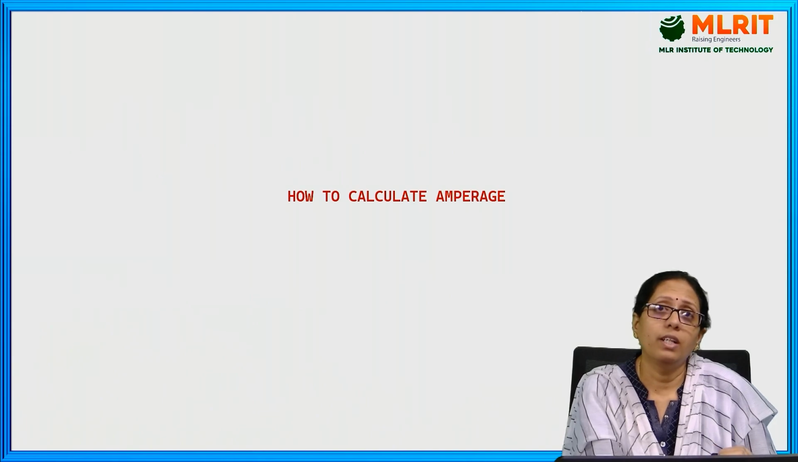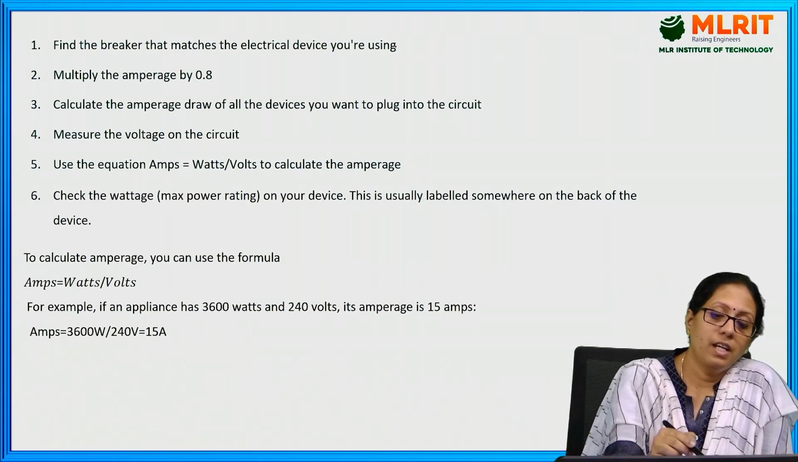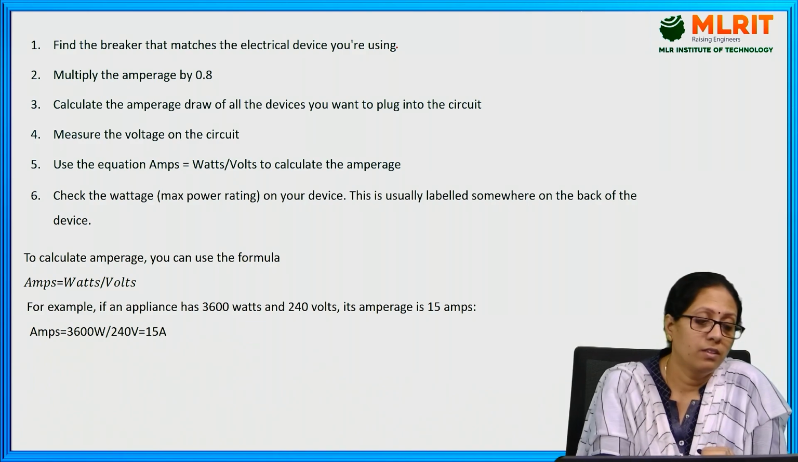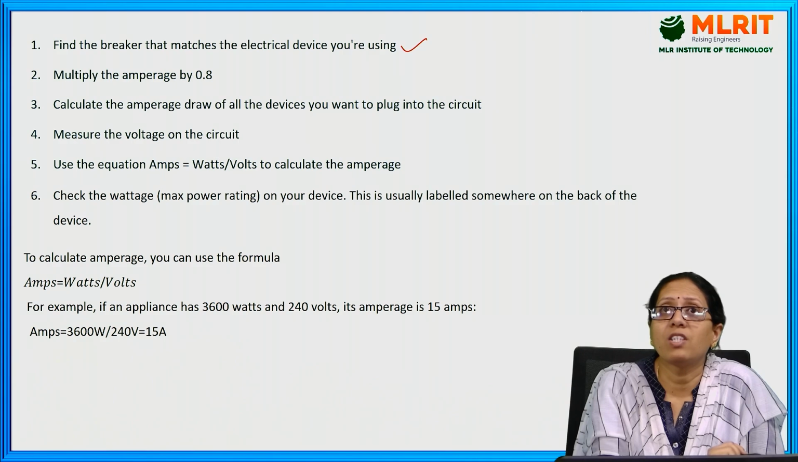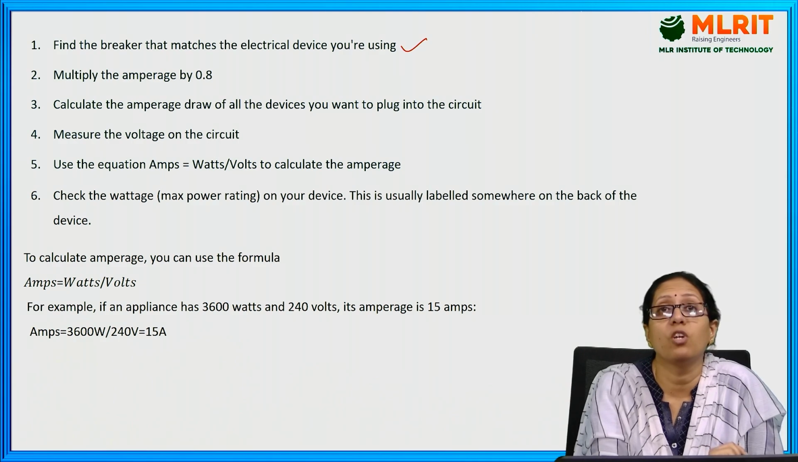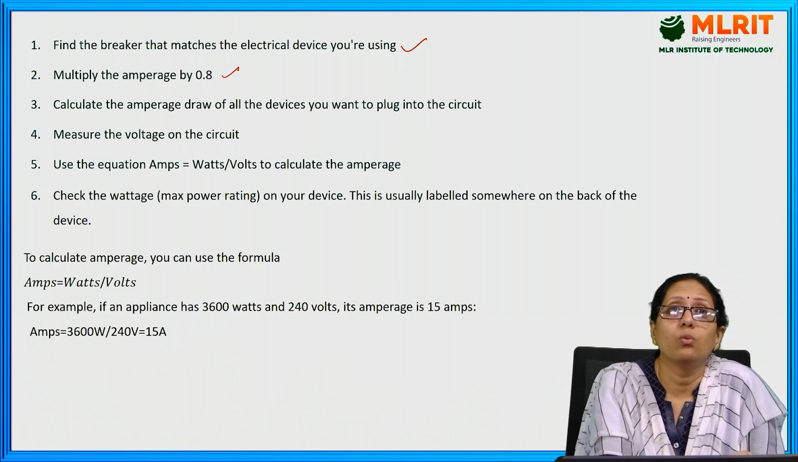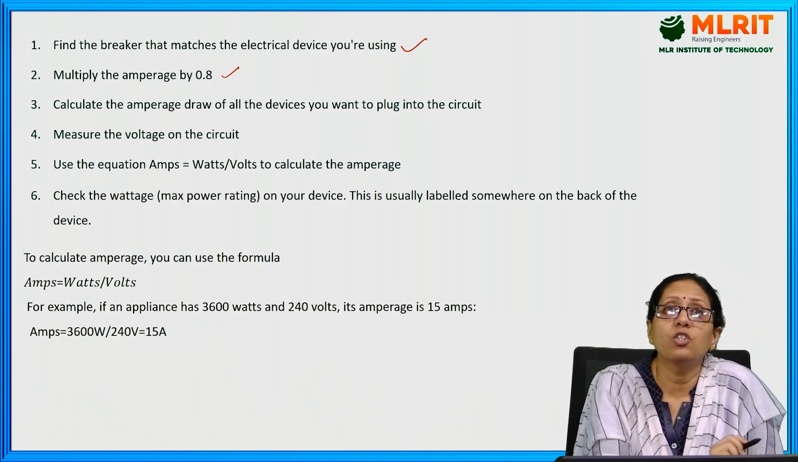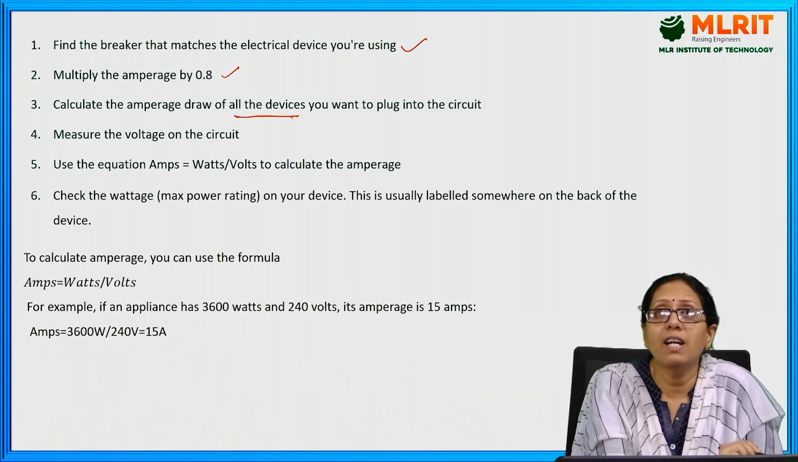How to calculate the amperage? See, here are a few steps. The first one is to find the breaker that matches the electrical device which you are using. Multiply the amperage by 0.8 and calculate the amperage draw of all the devices you want to plug into the circuit.